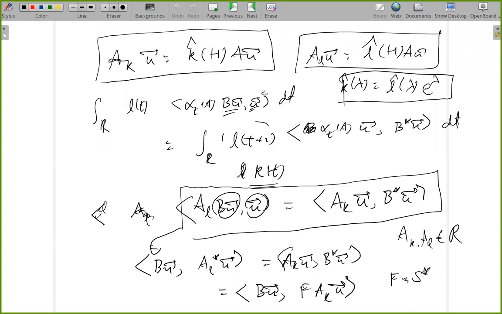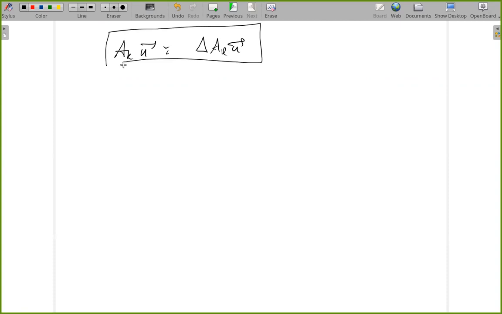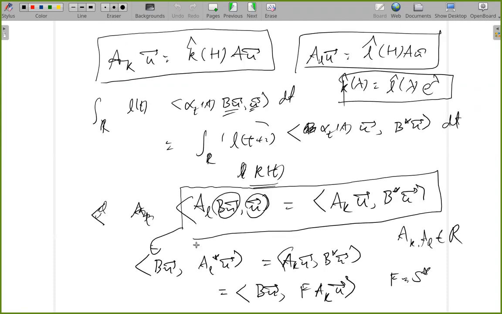So yeah, we got this AL B U U equals AK U dot B star U. So from here, what I want to say is AK U is equal to delta AL U. So this is what I want to conclude. So is it clear? So you have AK U B star U. Then I apply S on both sides.